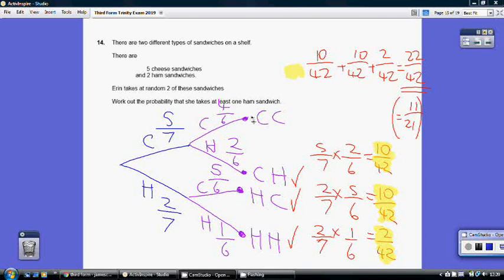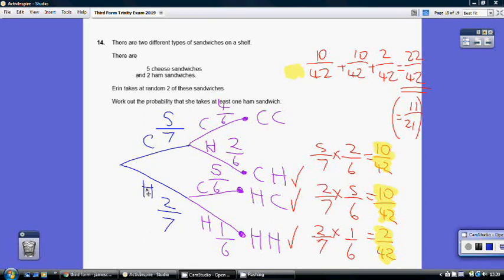So let's consider the two scenarios when we've taken a first pick of cheese. Now, if a cheese is gone, there's only 4 cheese left out of a total of 6. So the probability of a cheese with our second pick is going to be 4 out of 6. But probability of a ham with our second pick, given we took a cheese first of all, is going to be 2 out of 6. Note how the two branches always add up to a whole.